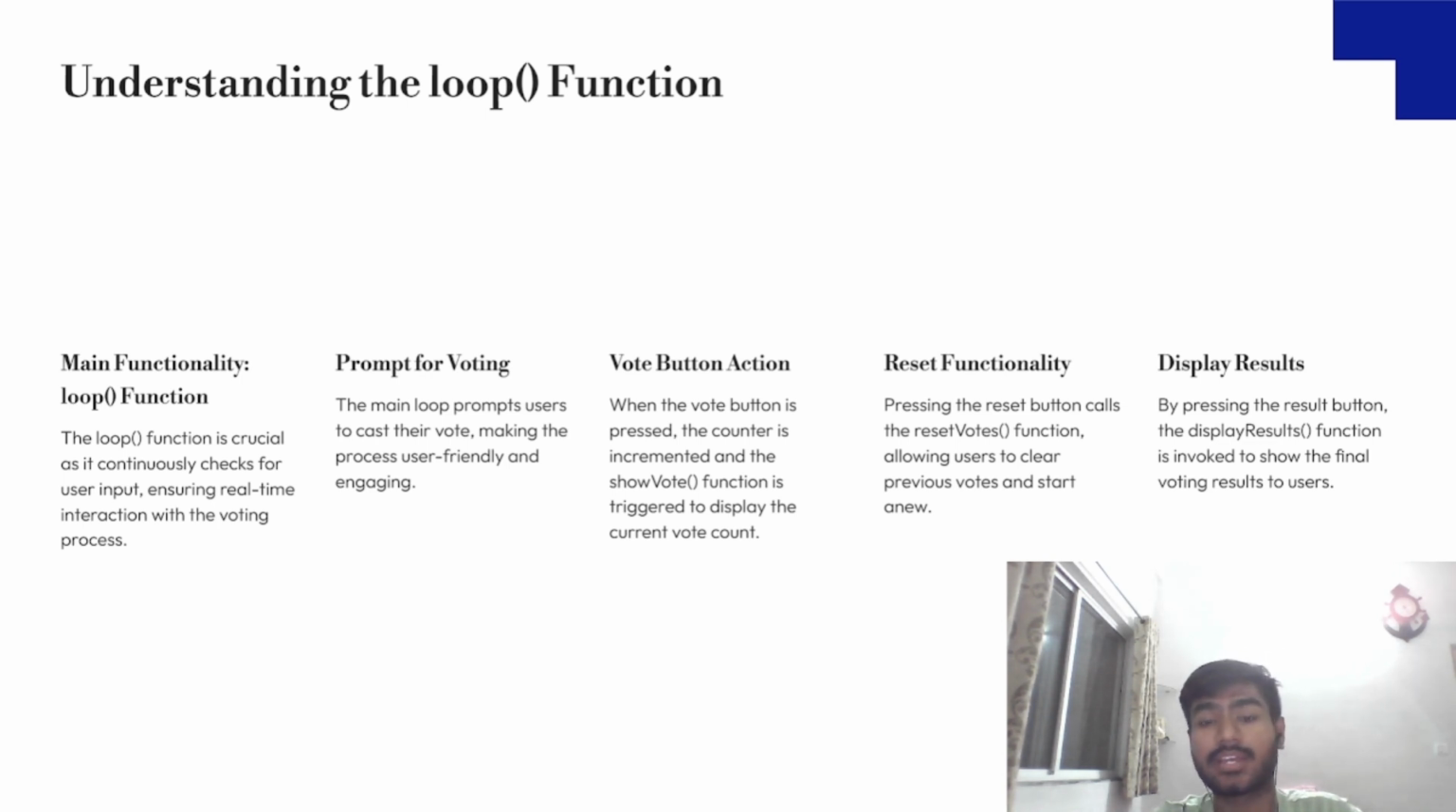Then there is a vote button action. It contains a show vote function that will show you which candidate you have voted for. And it has reset functionality. There are two types of reset functionality. After a user has voted for a candidate, it will reset to the prompt for voting for the other user to vote for their respective candidate. And it contains a reset vote function which corresponds to a reset button. Then we have a display result function which also corresponds to a show result button that we are going to discuss later.